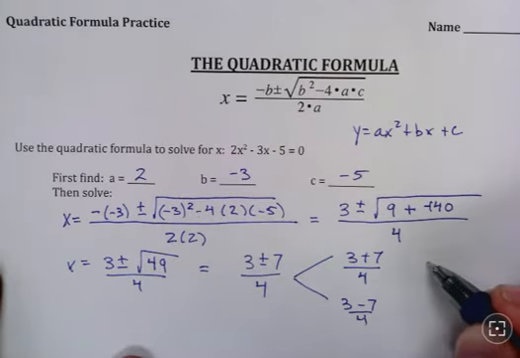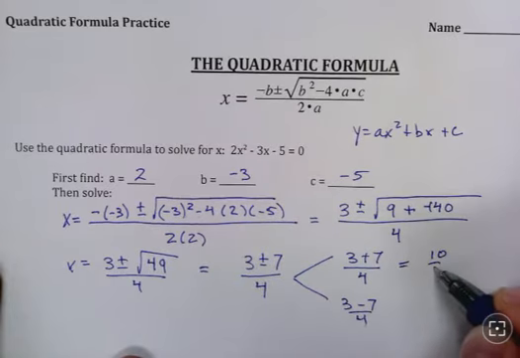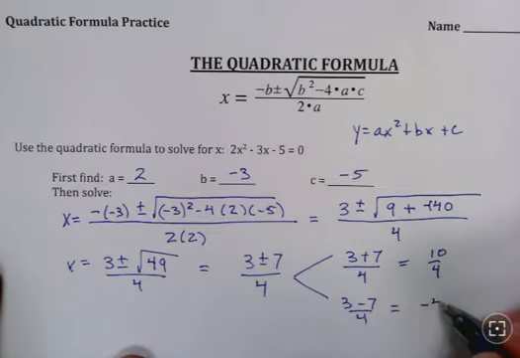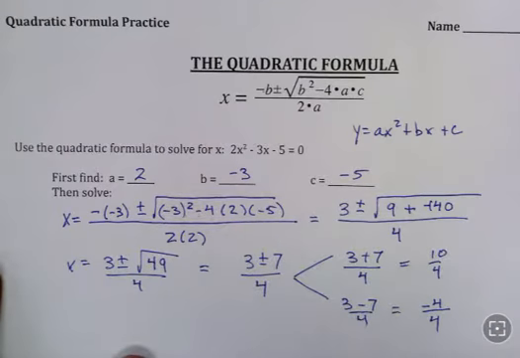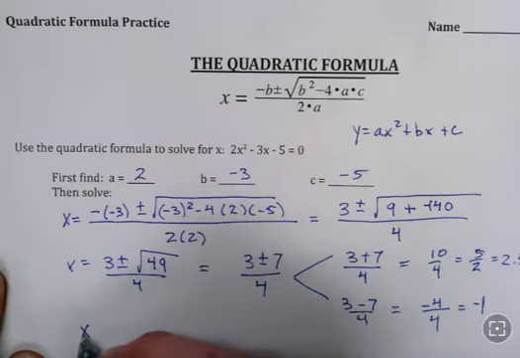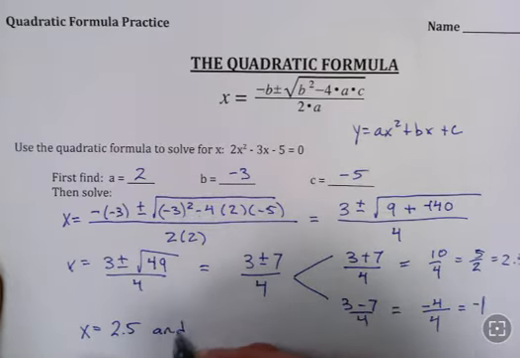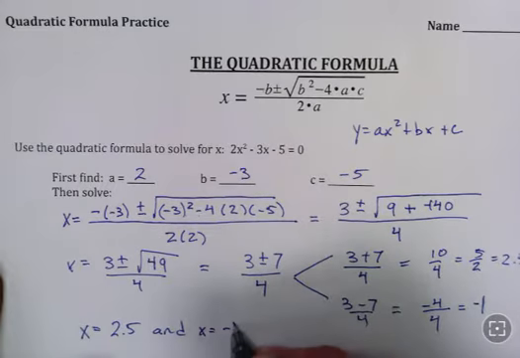So 3 plus 7 is 10. So it's 10 divided by 4. 3 minus 7 is a -4 divided by 4. And so then 10 divided by 4, that reduces to 5 over 2. Or perhaps 2.5 if you prefer the decimals. -4 divided by 4 is a -1. So my two solutions are x equals 2.5 and x equals -1.